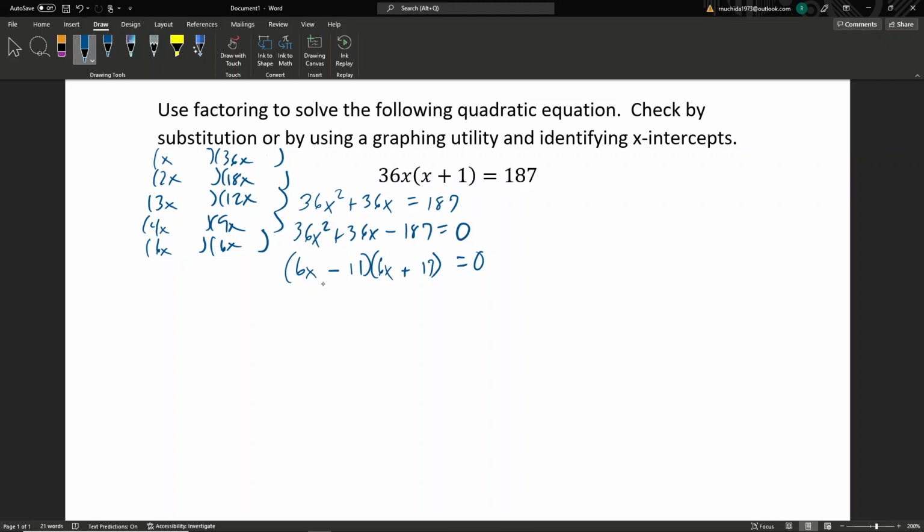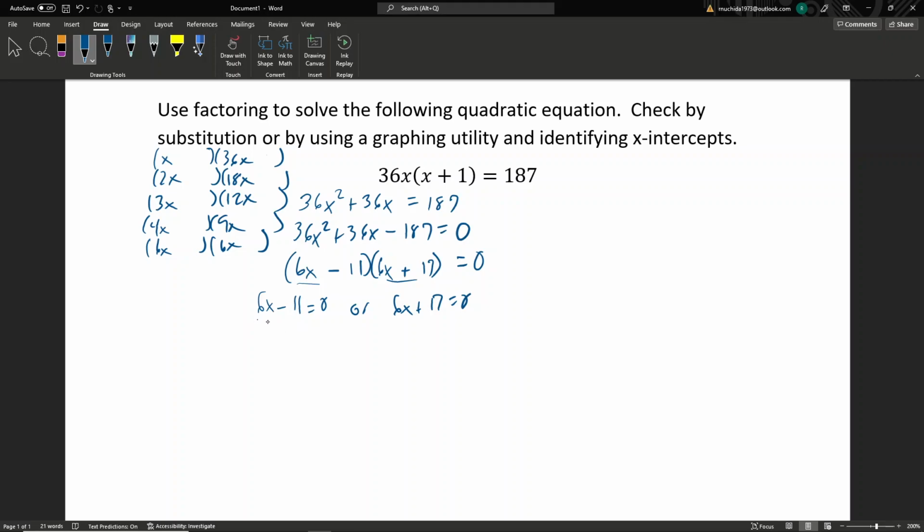So now that we have it factored, we could use the zero product property: if we have this times this equals 0, then either this is equal to 0, the 6x minus 11 is 0, or the 6x plus 17 is 0. Now we have to get 0 on one side of the equation to be able to use the zero product property, because when we had it as 36x times x plus 1 equals 187, then there are a lot more possibilities of what x could be. But with it being 0 on one side, it must be the case that one of the two factors has to be 0. And then we solve for x separately for each equation.